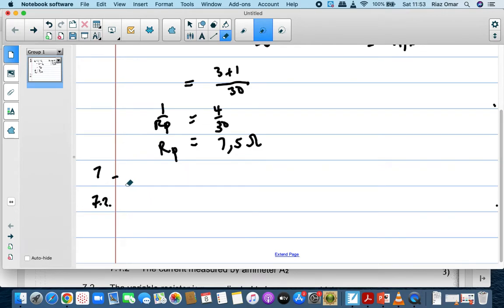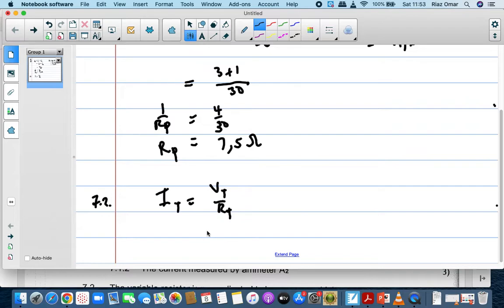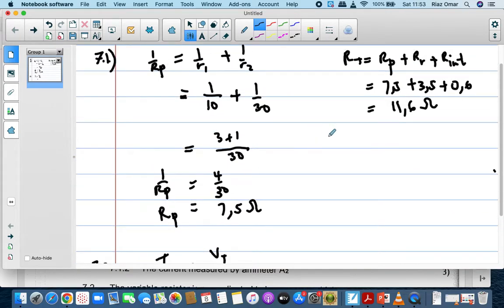What can we calculate so far? We want to work out the total current, right? I total equals V over R. The total I equals V total over R total. So do we have our V total? We just worked it out in the sum before, it will be 11,6.